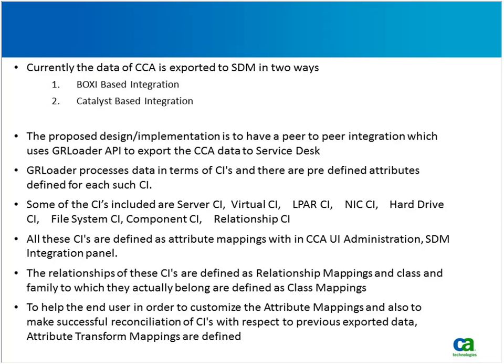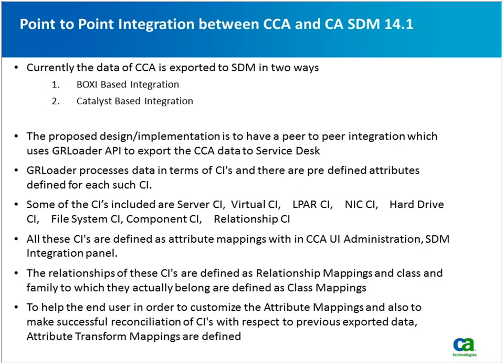Yeah, thank you. So here is the first enhancement feature, which is point-to-point integration between CCA and SDM. Currently, prior to 12.8 SP3, the data export from CCA to SDM is in 2 ways. One is via Boxy-based integration. The other one is via Catalyst-based. The new one is the peer-to-peer integration with the usage of the JR Loader API, which is exposed by CA Service Desk.